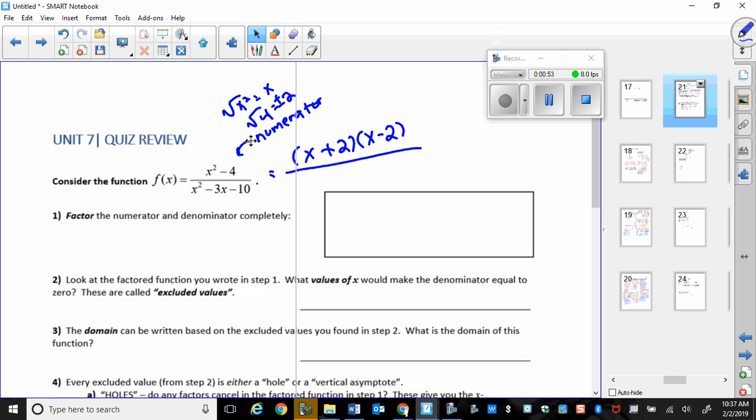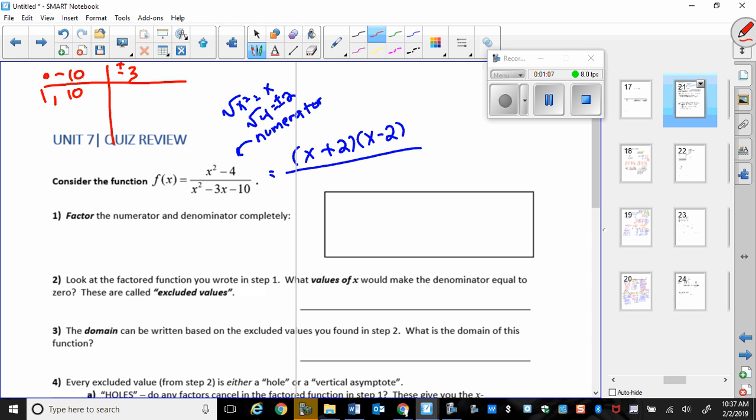On the bottom, I'm looking for two numbers. They multiply to negative 10. They add up to negative 3. So I could, of course, look at 1 and 10 and then ask myself, do I need a positive number or a negative number? The bigger number should be negative to produce a negative number. That doesn't work, so I go to the next number. 2 and 5, the bigger number needs to be negative to produce the negative number. So I have 2 and 5 here, so x plus 2 times x minus 5.